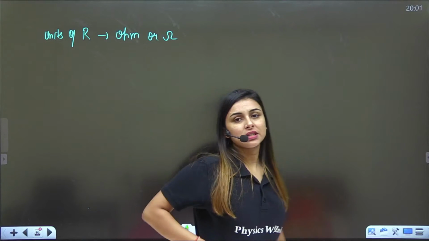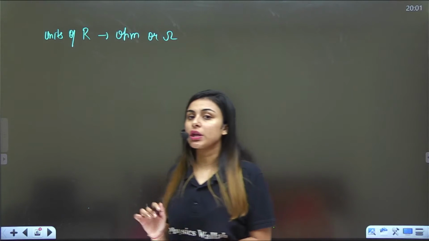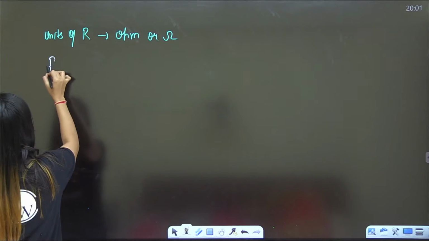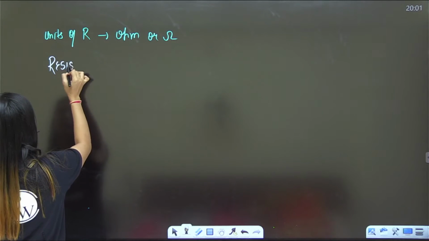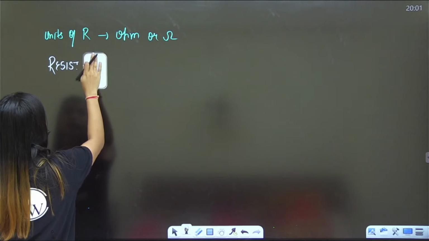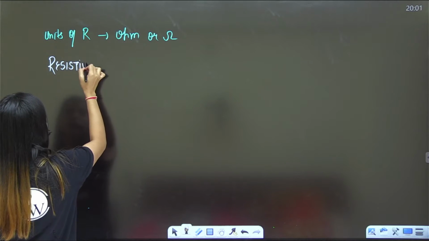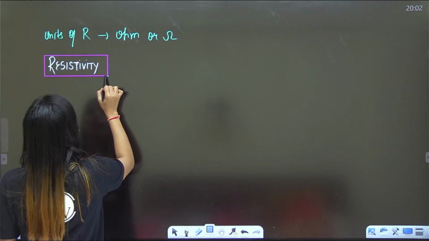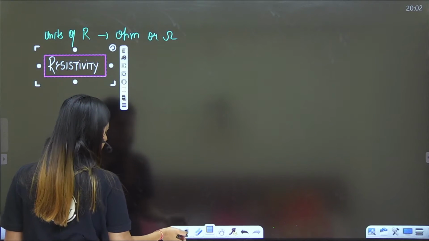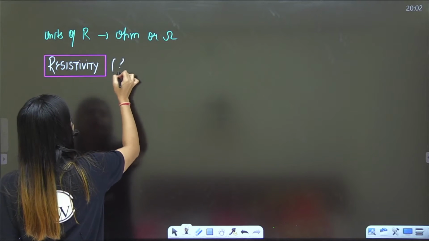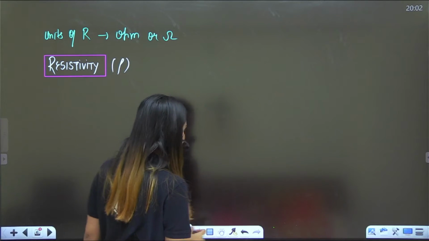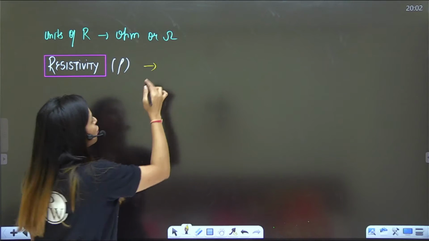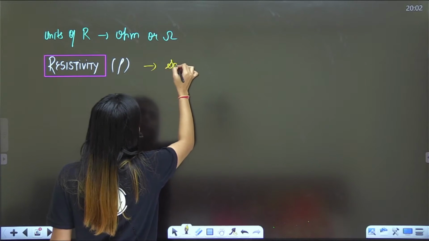Now, next that we will be discussing is your resistivity. Okay, so let's write the heading as resistivity. Perfect. Now, what is the symbol of resistivity? I hope all of you remember resistivity is given by this. Also, my dear students, it is known by a few names. Let me tell you, those are specific resistance.